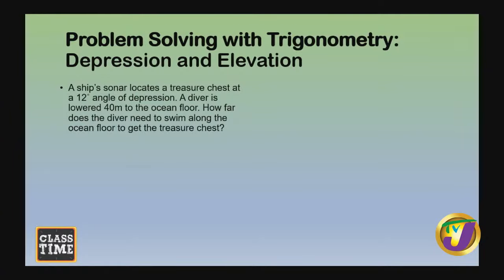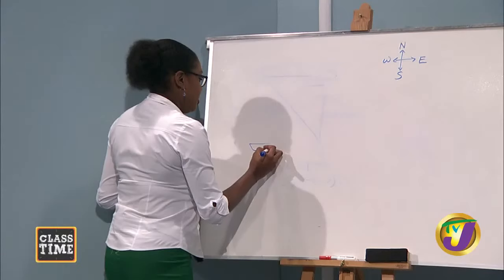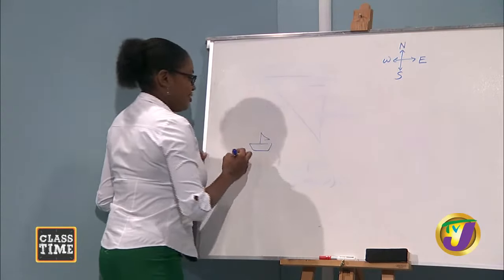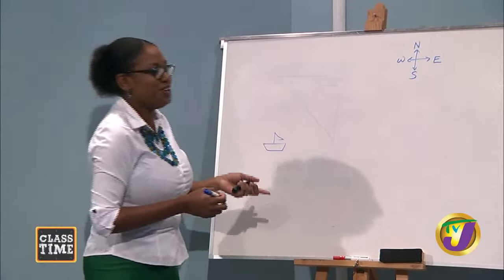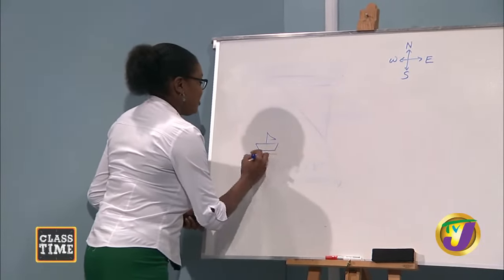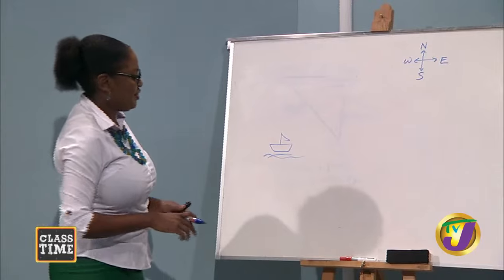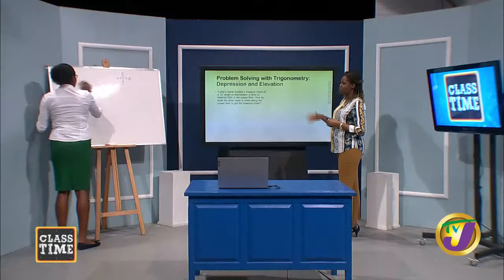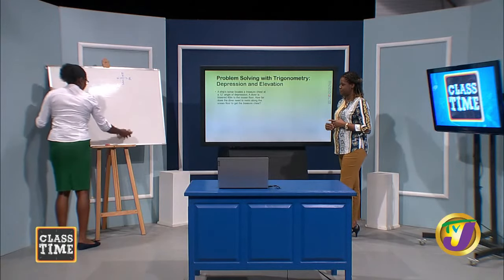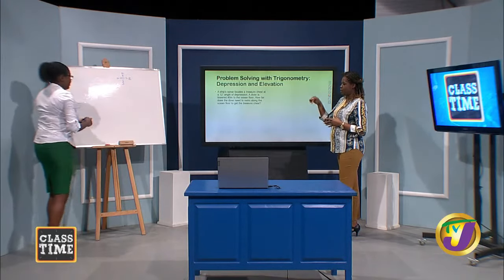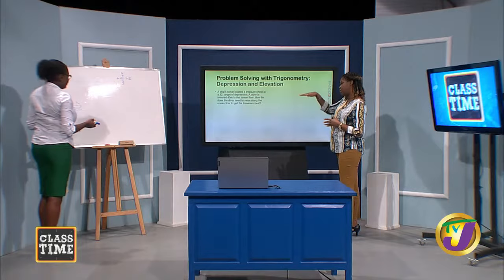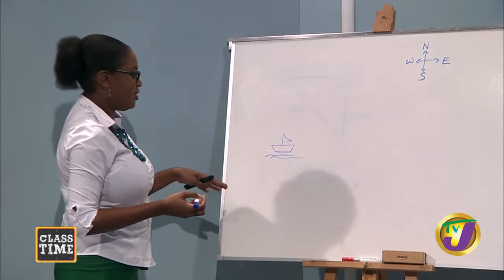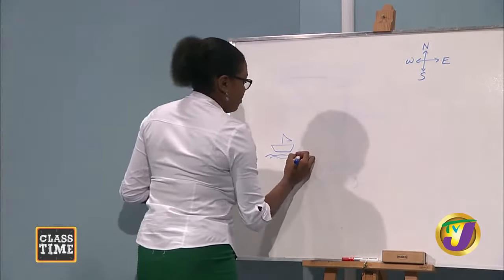What's the first thing I'm going to be drawing? We can draw the ship on the water, on the sea. So here's my ugly little boat right there. It's supposed to be a ship, but it's a drum on the sea. And since we're talking about depression, it means that we're going down. So the sea level would be our horizontal.